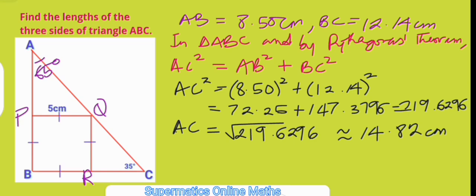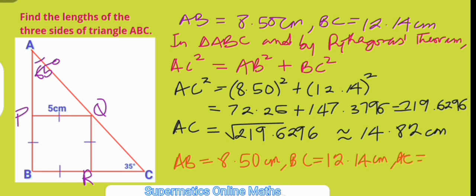The conclusion will be that the three sides of the triangle ABC to 2 places of decimal are now AB, which is 8.50 centimeters, BC, which is 12.14 centimeters, and AC, which is 14.82 centimeters.